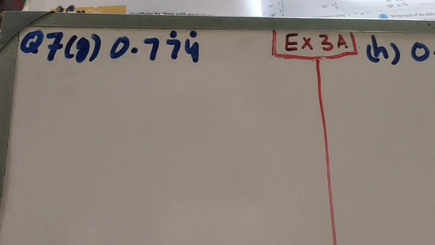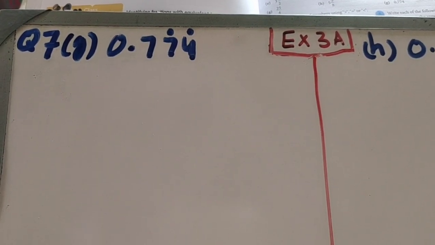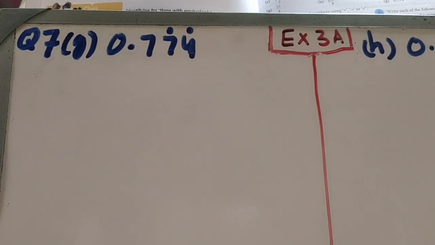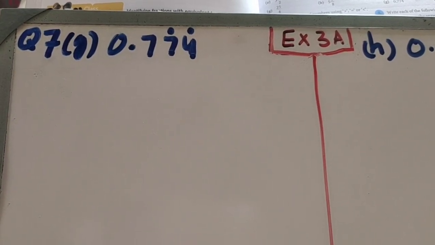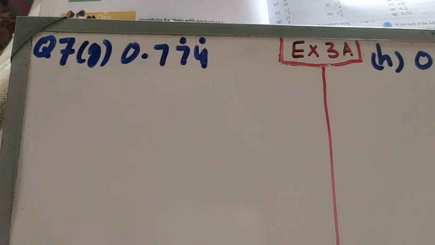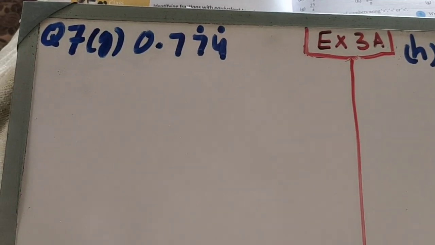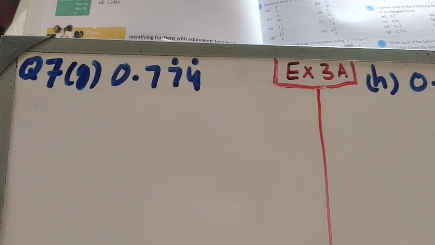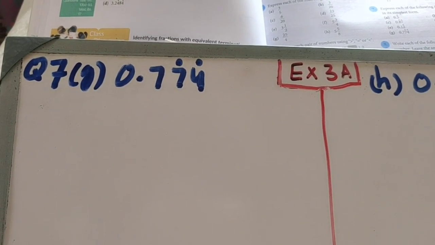Now we are starting question number 7, parts G and H, Exercise 3A, D1, 8th edition. Question 7 says: express each of the following recurring decimals as a fraction in its simplest form. So students, we have done the last parts E and F in the previous video. We will do it in the same method.